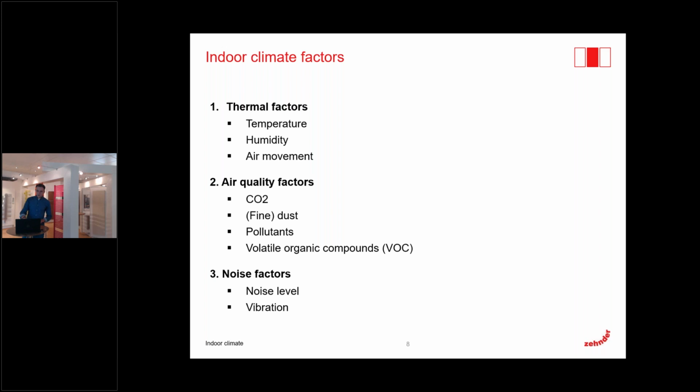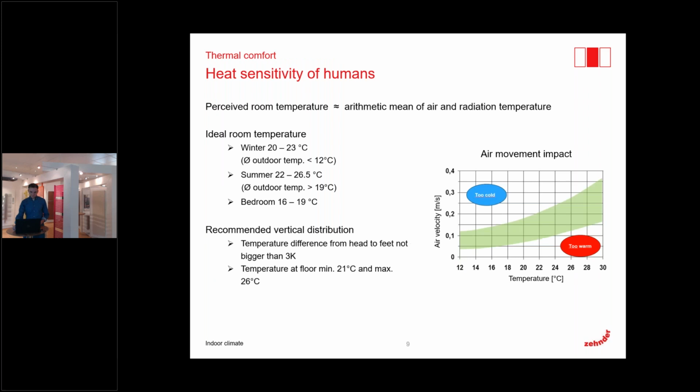Okay. So now we will talk about indoor climate factors. These factors can be categorized in three groups, beginning with thermal factors, which relate to temperature, humidity, and air movement. On the other side, there are air quality factors, which are determined by the CO2 concentration and other pollutants in the air, like dust or even the more harmful non-visible fine dusts, as well as volatile organic compounds. Last but not least, the noise level and vibrations. Let me start with thermal factors.